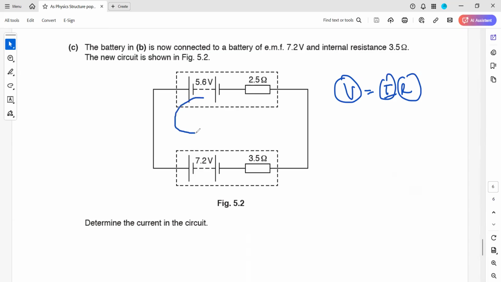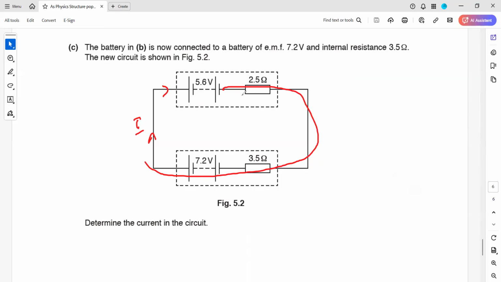This battery wants to transfer energy in this direction, the 5.6, and the 7.2 is transferring energy in the other direction. Whenever two batteries are transferring energy in opposite directions, to work out the resultant EMF, we subtract them. We can also use Kirchhoff's second law. The current I will flow in the circuit because 7.2 is the higher voltage, so the current direction will be this way.